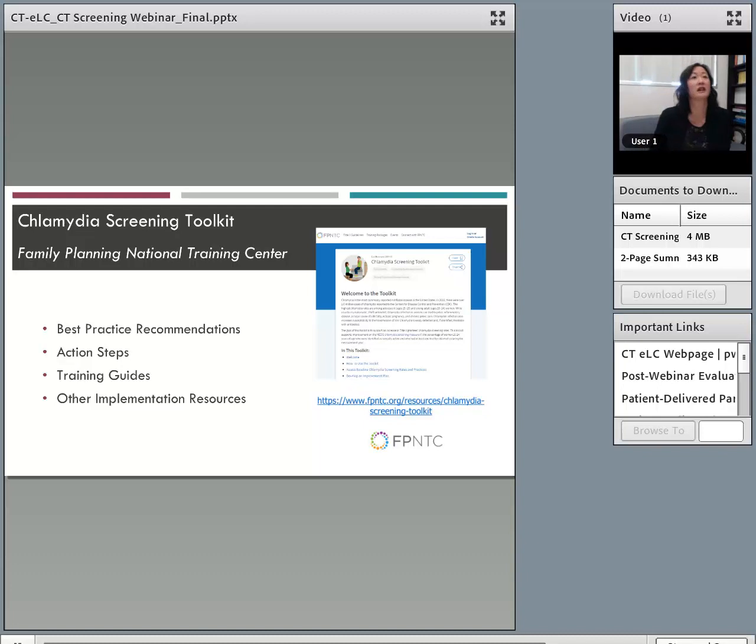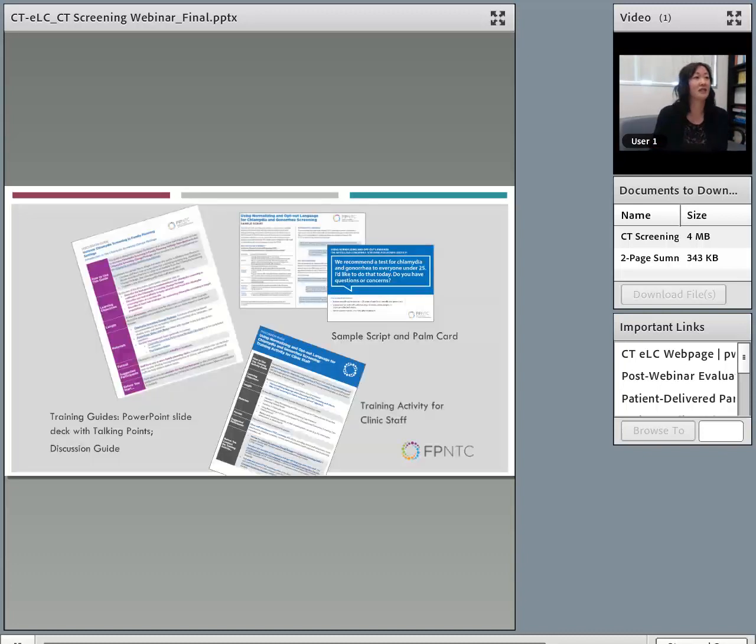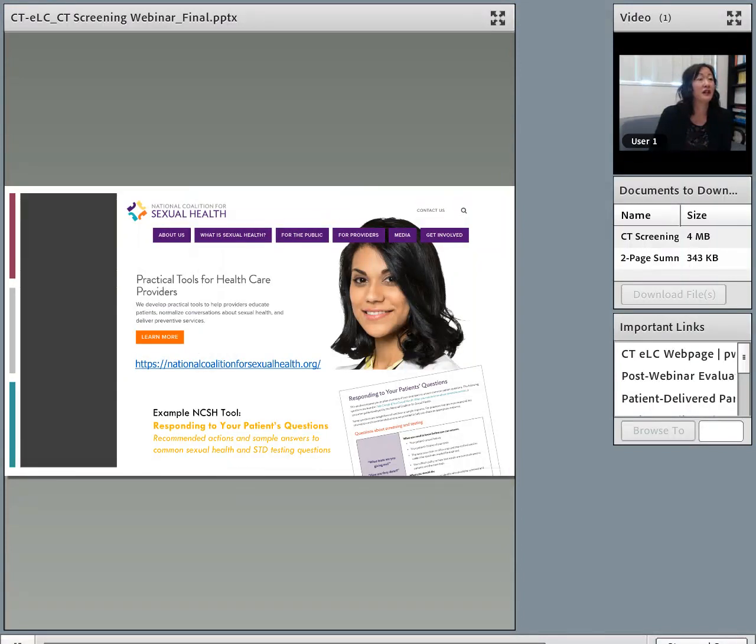Is this the one that also has scripts for providers? Mm-hmm. And that's nice because if you're not used to doing it in a primary care practice, it's nice to know what do I say? What do I ask my staff to say? This kind of stuff is in here. And here's more screenshots of what it looks like, very professionally produced materials.